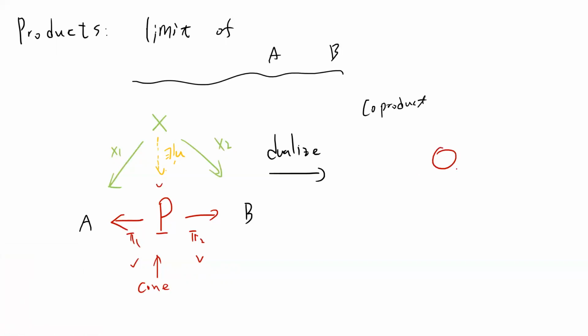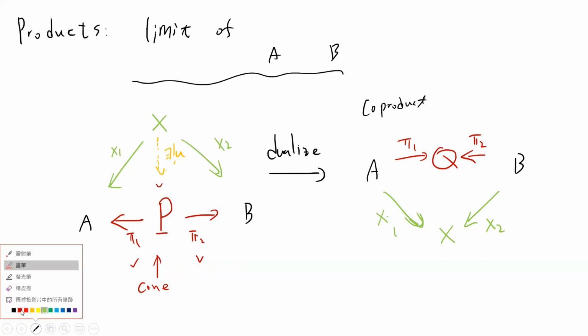So Q, and the maps should be here, and you still have A and B. This coproduct means that if you have X, with A mapping to X1 and B mapping to X2, then there is a unique morphism from Q to X. You need to change the notation and the arrows. So unique. Then this is called the coproduct.